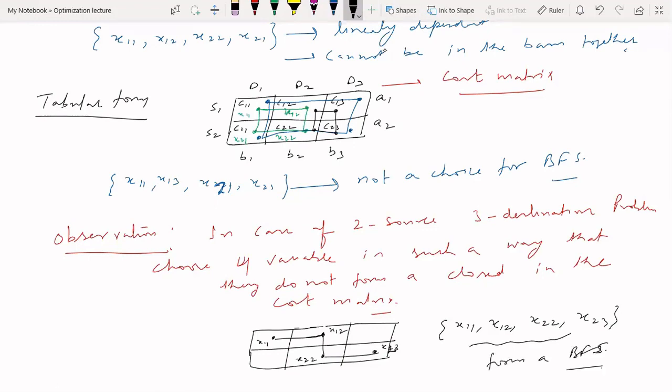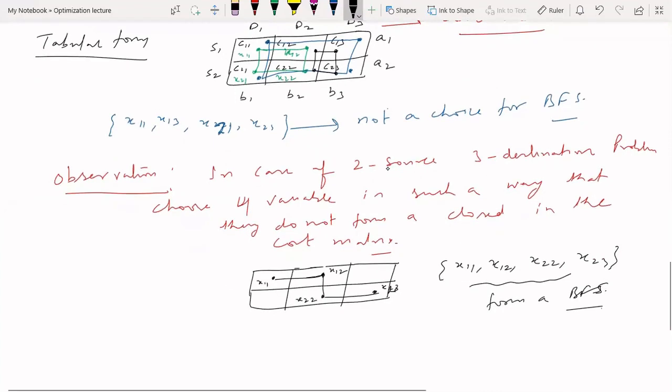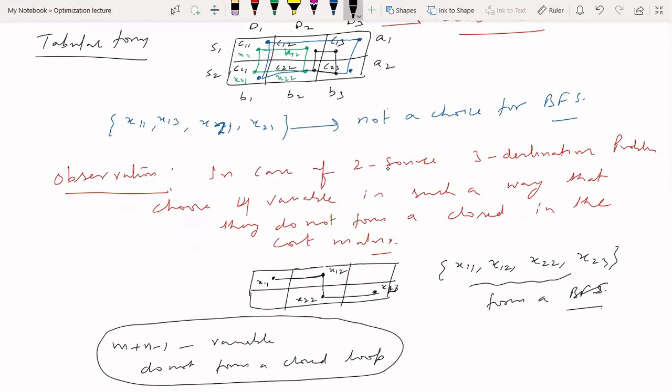So what we have discussed today is that in order to find a basic feasible solution for a transportation problem, particularly we considered the case for 2 sources and 3 destinations, we have to look for m plus n minus 1 variables. And secondly, these variables must not form a closed loop. This is the main point which we understood in case of a transportation problem to find a basic feasible solution.